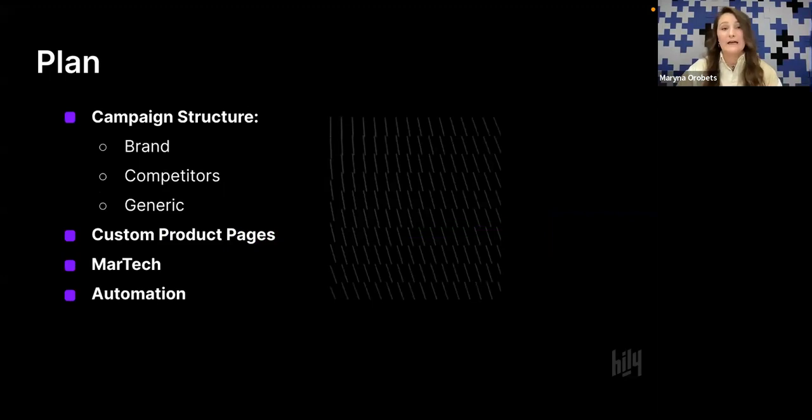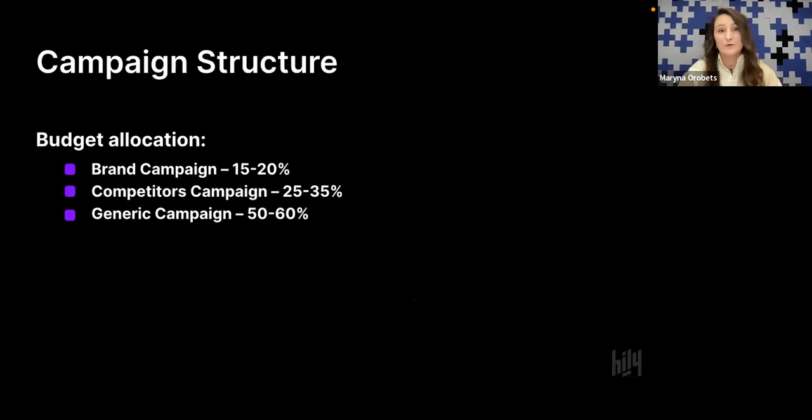Next, further. Today we'll discuss how proper campaign structuring can help you improve your ROI. We'll look into brand, competitor, and generic campaigns separately. Next, we'll explore how custom product pages allow you to reduce your bids and win ASA auctions. Next, we will examine the technological solutions available in the market and how you can use them to scale and optimize your campaigns. And lastly, we'll move on to automation solutions, which can solidify your results and reduce the time spent managing campaigns. So let's go to the campaign structure.